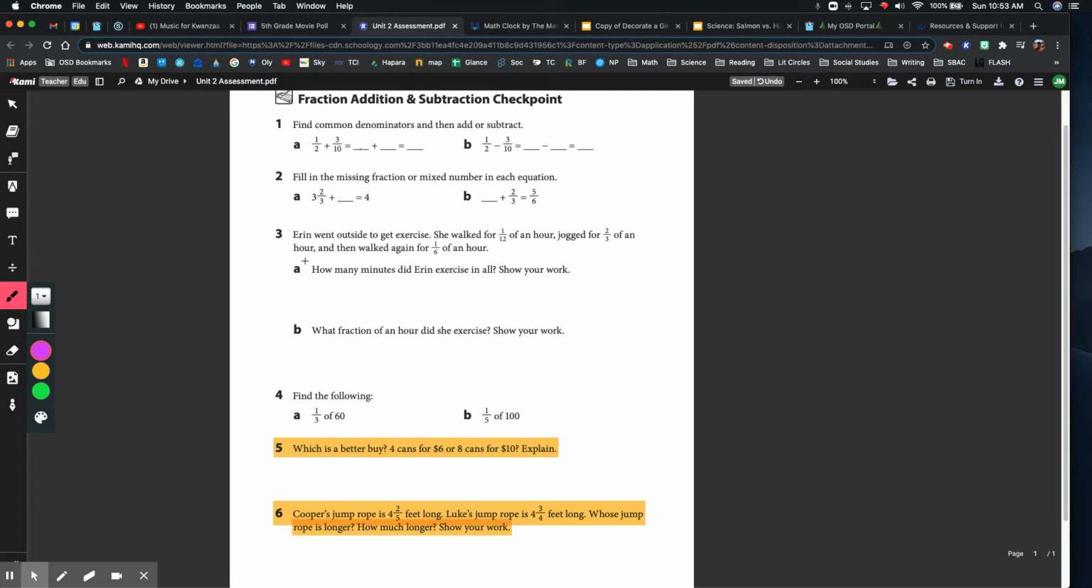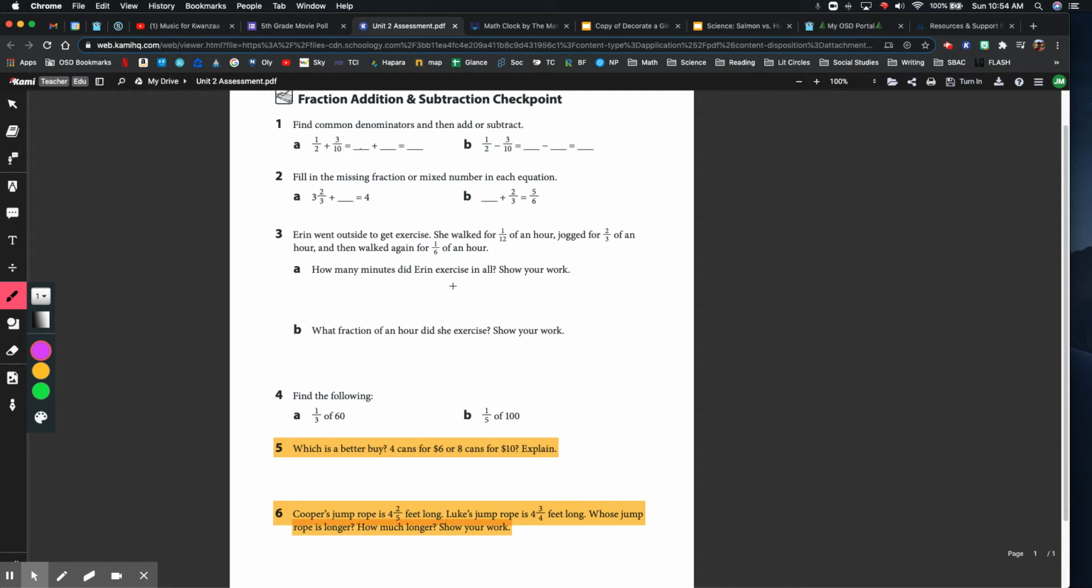Number three says, Erin went outside to get exercise. She walked 1/12 of an hour. She jogged 2/3 of an hour and then walked again for 1/6 of an hour. So basically, what you need to do is make all of these fractions have the same denominator. And I included the clock app in the assignment if you want to use that. I'm also going to show you how to use that clock app.